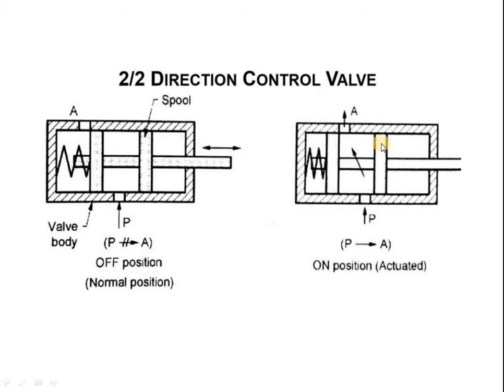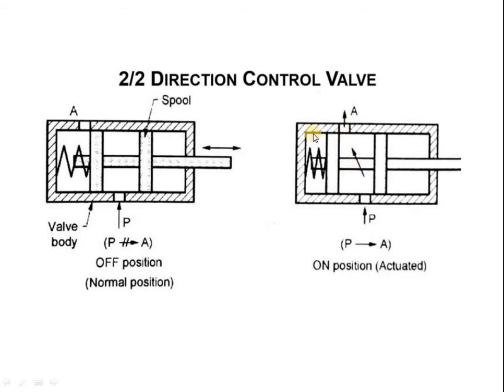If you come to the second position, see here, in the second position both ports are open. The pressure port is open and the working port A is also open. What this means is that the air coming from the actuator, that is from the cylinder, the compressed or high pressure air, will go through the working port.